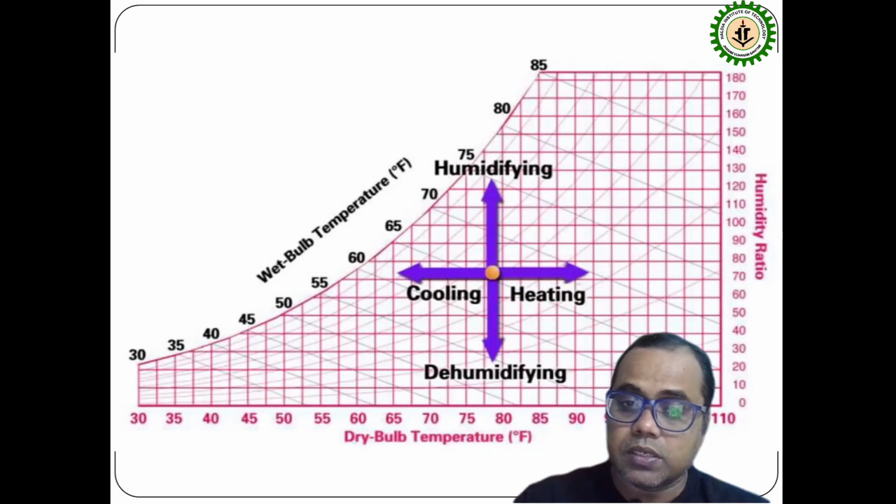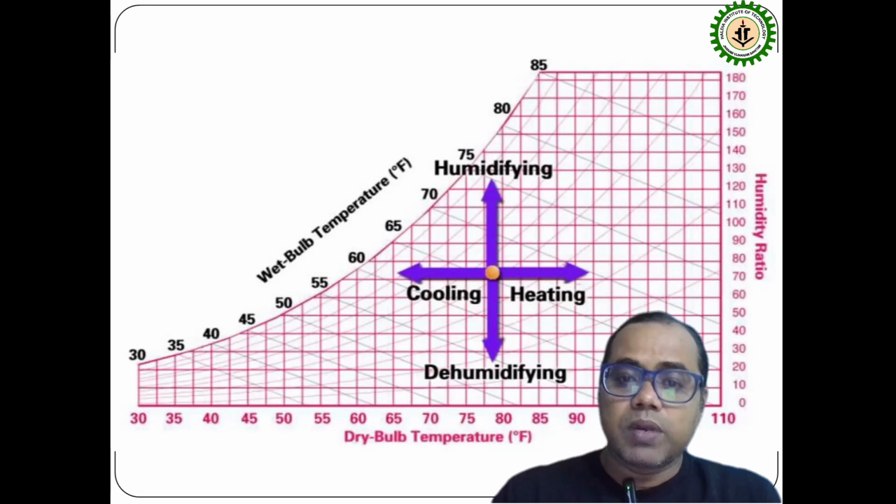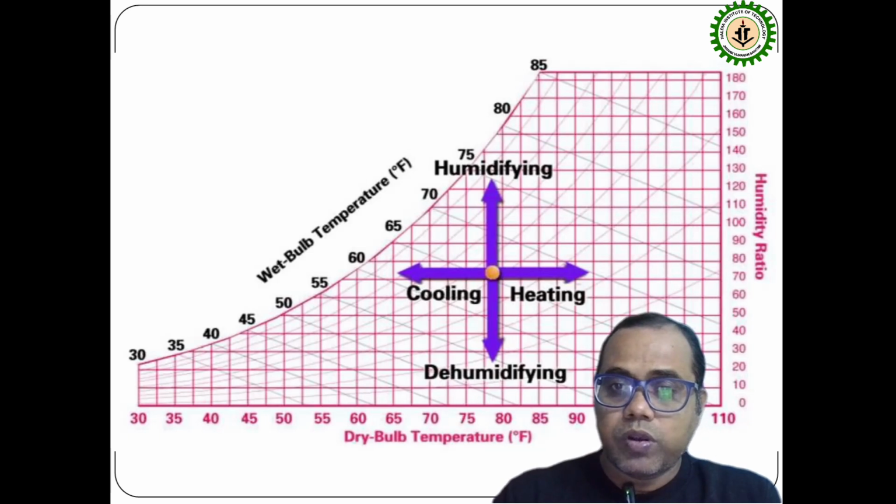Similarly, in case of sensible cooling, what will happen? dBT, dry bulb temperature, will decrease but humidity ratio will remain constant. So all of you have understood, and here you also get these lines. These curved lines are the relative humidity lines, and these inclined lines are the specific enthalpy lines, or we have also shown that these are the wet bulb lines. All these lines are wet bulb lines. Okay.